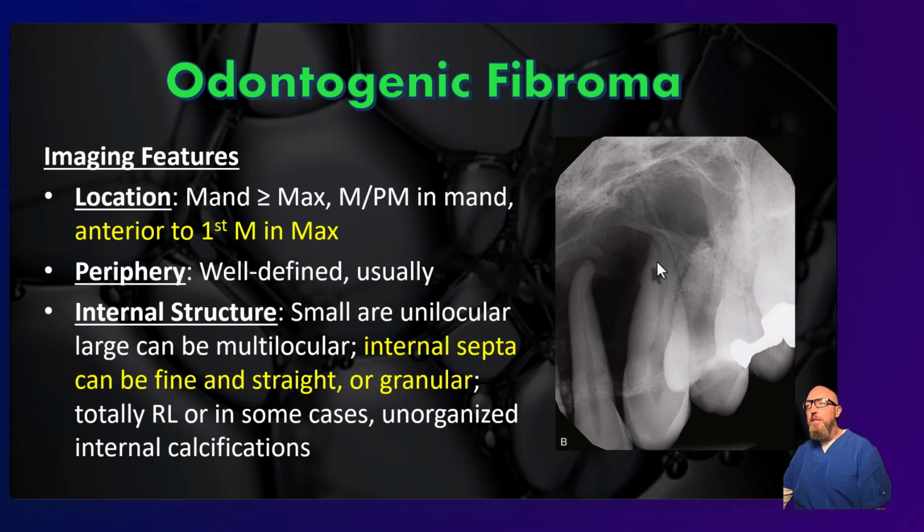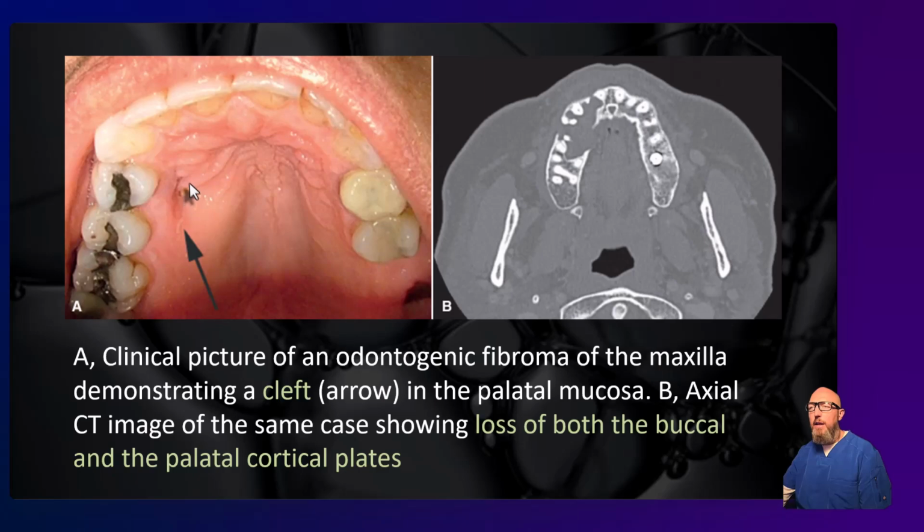Same age range as myxoma, so this might be one to have in the back of your mind when you have myxoma on the differential. Could it be odontogenic fibroma? Because a lot of similarities there. But here again, we're seeing that picture of the defect in the anterior palate. It's eroded through both the buccal and palatal cortices here. So that's something that can happen with odontogenic fibroma.